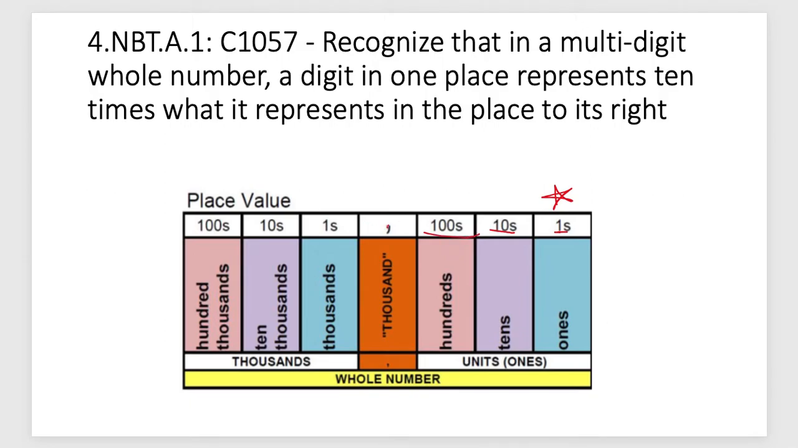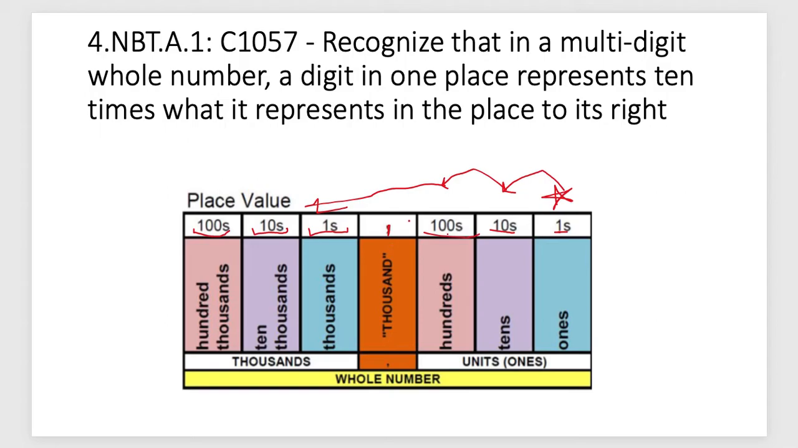Here's the comma, which tells you when the thousands are coming. 100 times 10 is 1,000. Times 10 is 10,000. Times 10 is 100,000. So every time you move to the left, it's times 10. We're going to see what that means when we get into some real numbers on the next page.